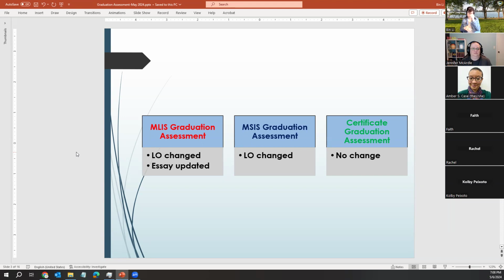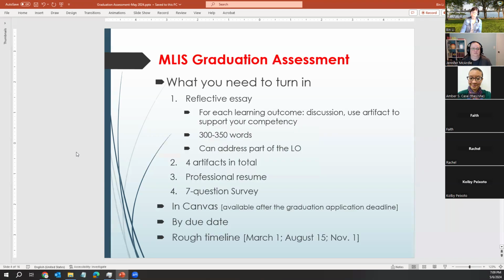We also have graduating students for the MSIS, previously MSIM. Because of the degree name change, we also updated the learning outcomes. So the new learning outcomes also become effective in spring summer semesters. If you are graduating in spring summer semesters for the MSIS, you need to write to the new learning outcomes. But for the certificate graduation assessment, there's no change there. So I will talk about each of them.